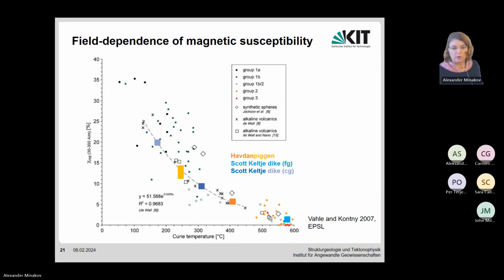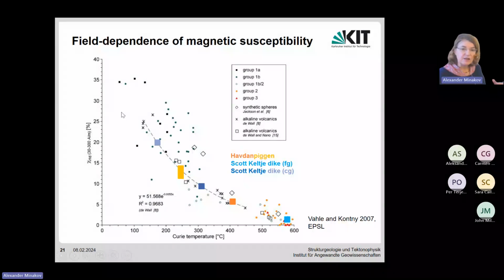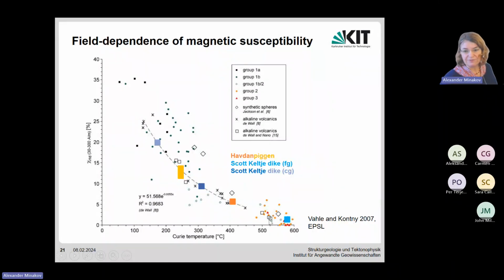The magnetic susceptibilities were known. What we have also done is field dependence of magnetic susceptibility. So we have measured magnetic susceptibility in different fields, in 330 amps per meter, and compared it to a study from Vale and Kontny, and another one from De Waal, because they found that the field dependence parameter varies with the composition of your titanomagnetite. It's a very quick tool to see what titanomagnetite is in your sample.